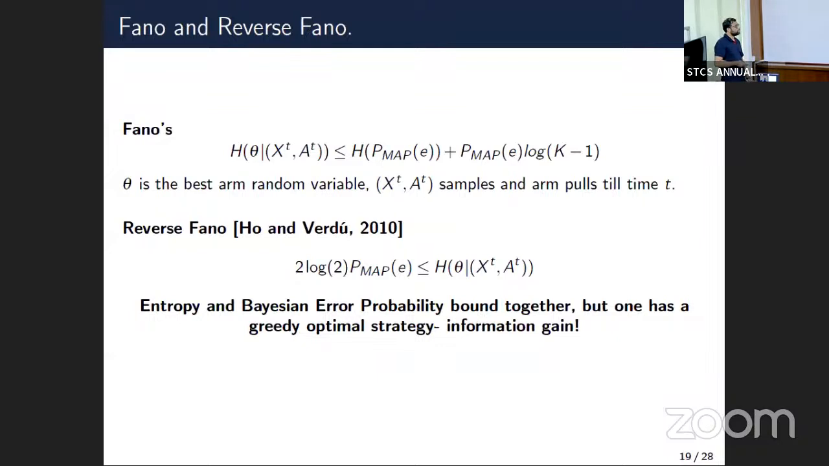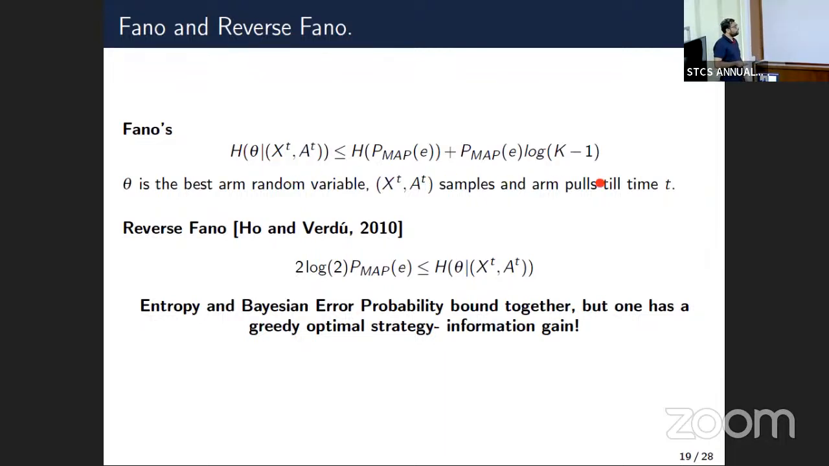Okay, so we will start with some information theoretic ideas. The first point to note is that earlier in the frequentist setting, the best arm was just an unknown quantity, but in the Bayesian setting, it becomes a random variable. Then I can apply Fano's inequality to get a lower bound on the Bayesian probability of error. One property of the Bayesian probability of error is that at the final step, when you are declaring the best arm, the optimal rule is always the MAP rule, the maximum a posteriori. You declare the arm with the highest posterior probability of being the best arm.